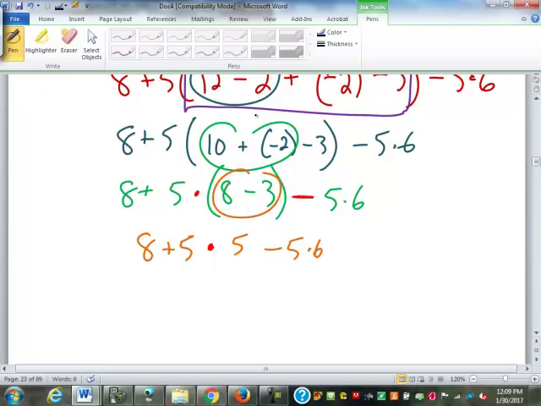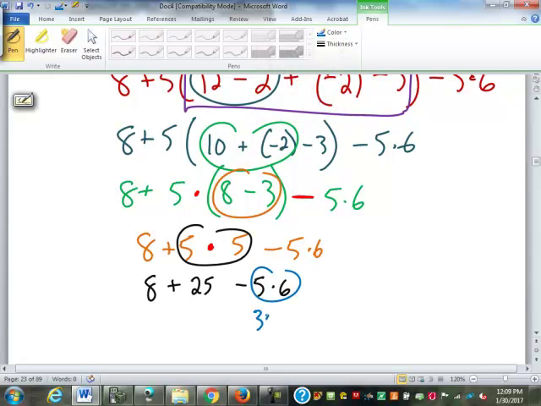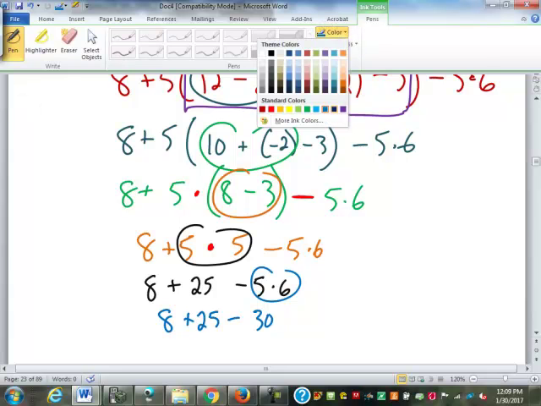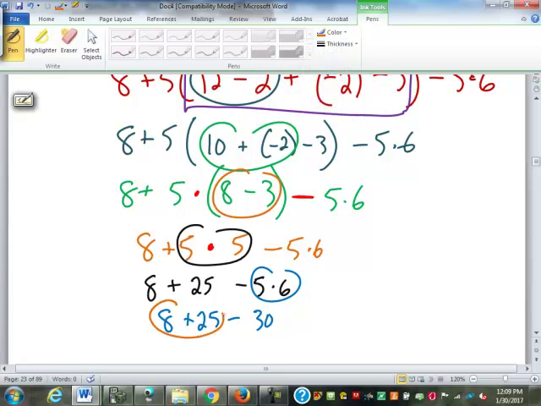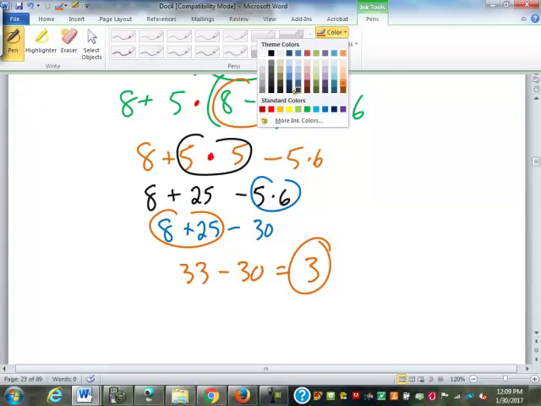So now there's no more enclosing symbols. There's also no more exponents, so we can strictly do multiplication and division left to right. First one is 5 times 5, it's 25. Next we have the 5 times 6, which is 30. And now all we have left is addition and subtraction, so we will work left to right. 8 plus 25 is 33. Minus 30 is 3. We get an answer of 3.